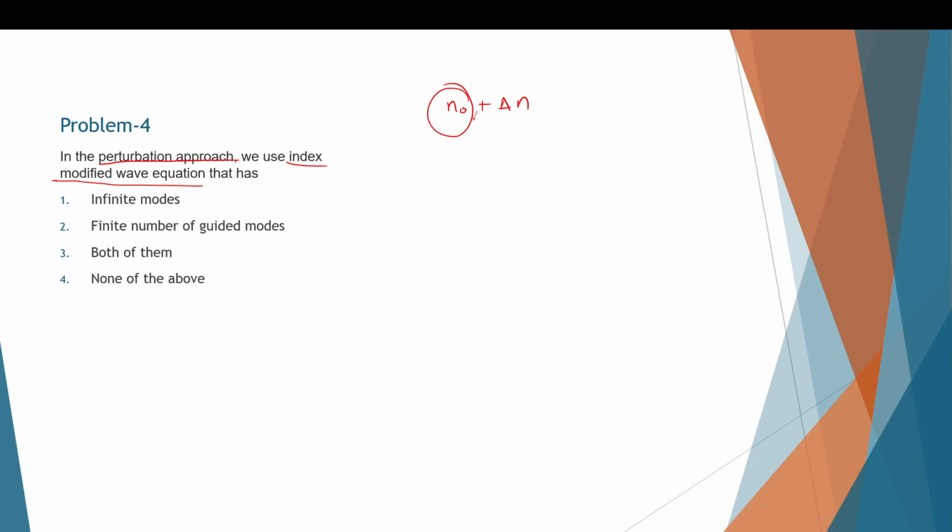In general, such solutions can have an infinite number of modes, so this is definitely true. However, we try to approximate the refractive index profile to such profiles that have only a finite number of guided modes, because if the guided modes are also infinite, then it becomes very cumbersome to calculate. So this is also true, therefore we say both of them.